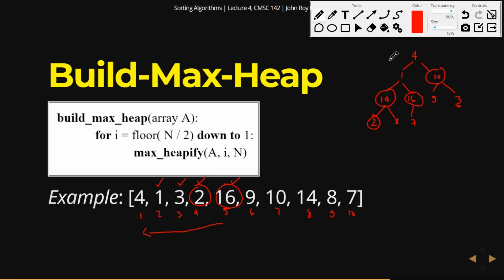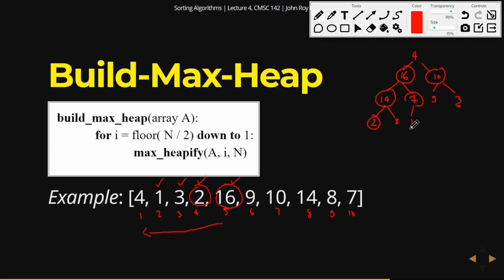And then at index 2, at 1. So 1, 14, and 16. So we've seen this earlier. It should be 16 here, right? And we'll swap 1 here. But since 1 has been swapped, we need to max heapify again on this one. So 1 and 7 has to be swapped. So this will be 7, and then this one would be 1.